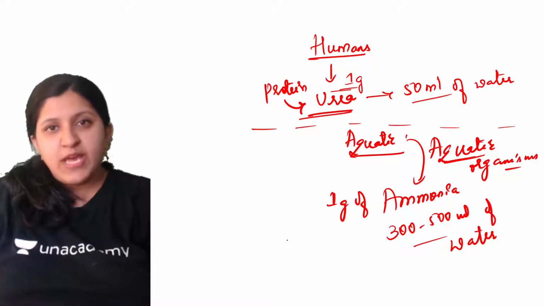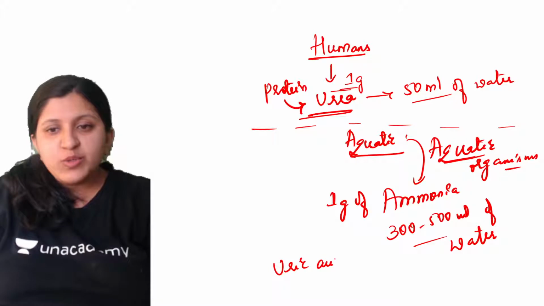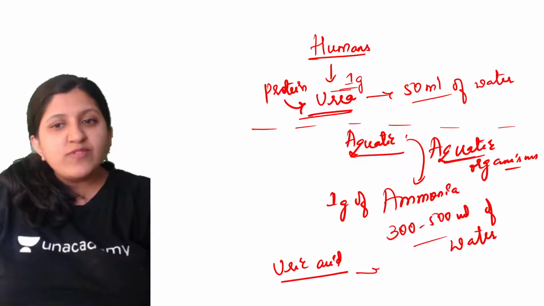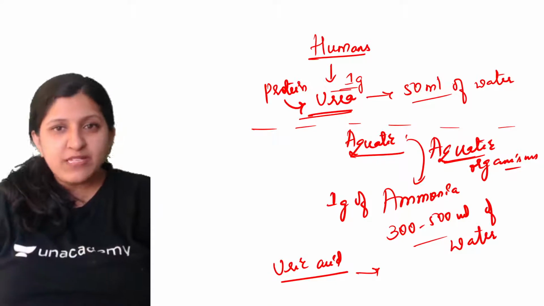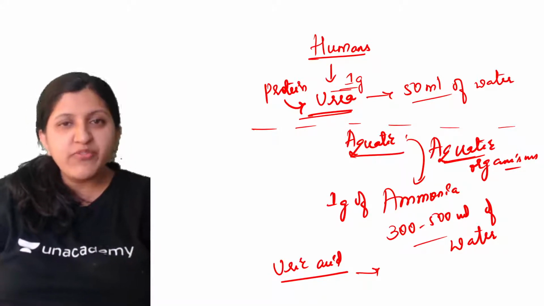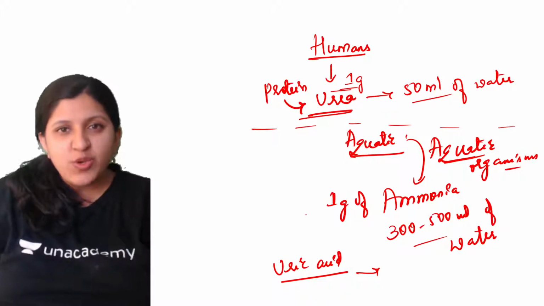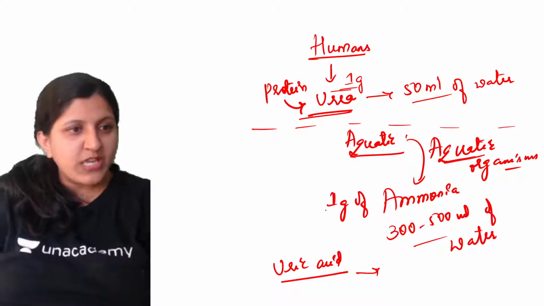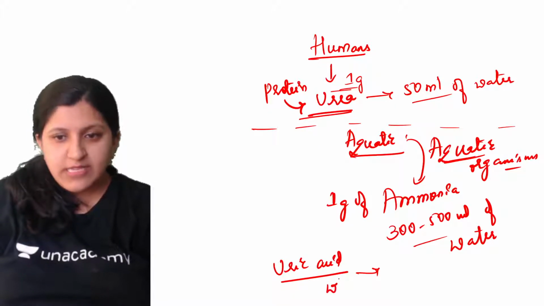The birds, what about them? Birds actually get rid of uric acid. If you have seen the stool or fecal material of birds, it is somewhat greenish, with white tinges also. There is something white material present, and that is actually uric acid, the white one.